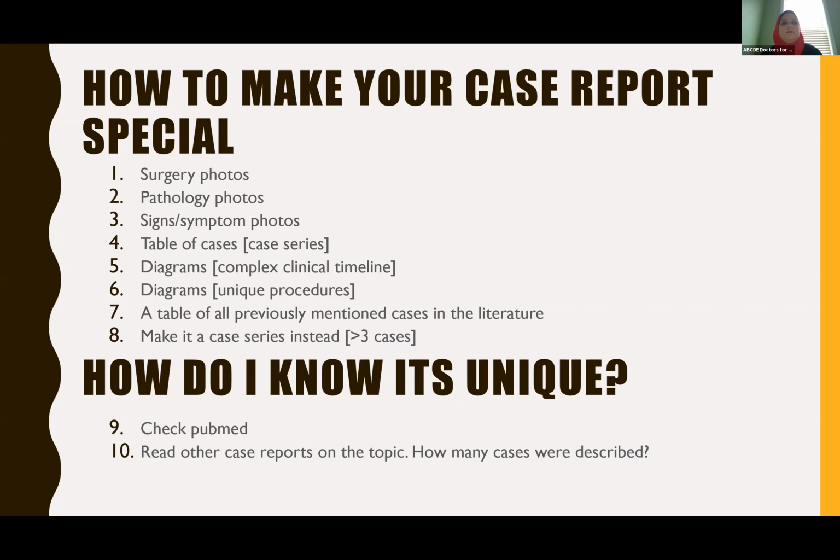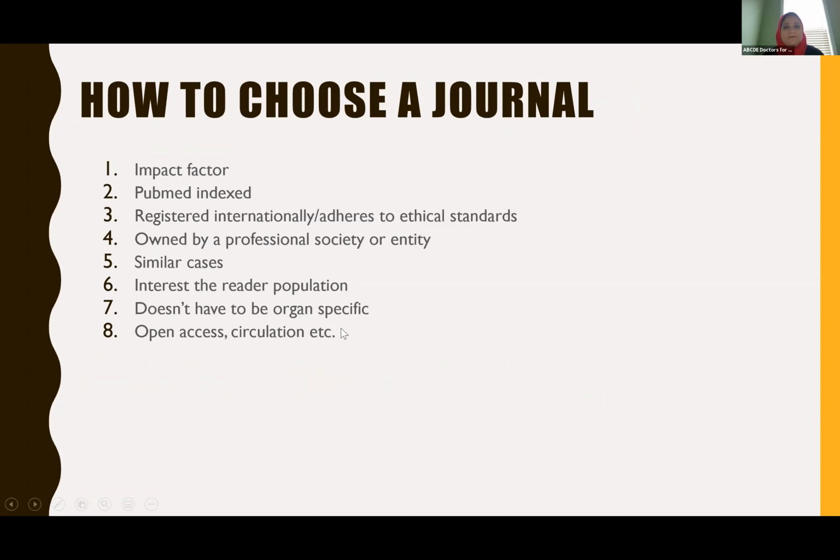So just being on the floor, being out there, that makes it unique. Second of all, go out there and check on PubMed. Okay, so you go onto PubMed and you look up this case and see how many other case reports have been described. Read other case reports on the topic. If somebody says there's only been 5 described, well, then this would be the 6th one. So this is the 6th case that has been described and the first one to be described in the Egyptian population. And that makes it unique, okay?